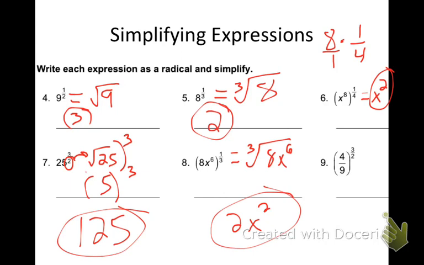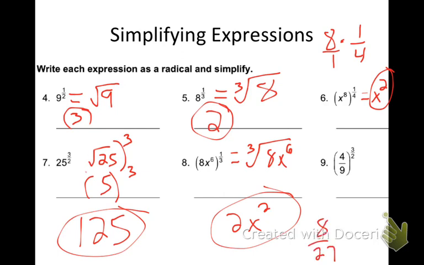Take a couple seconds, try number 9. Number 9 is a lot like number 7. The only difference is it's a fraction. You have to do it to both the numerator and denominator. But take a couple seconds, try number 9. All right, let's look at number 9 here. Who thinks they got the answer? John. It is 8 over 27. Nice job.